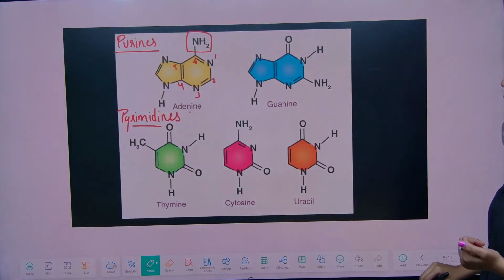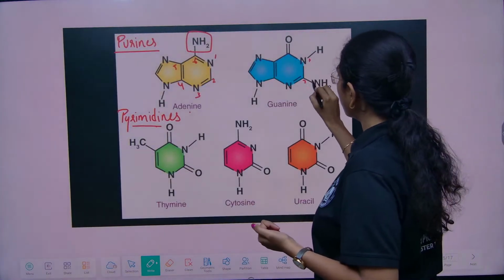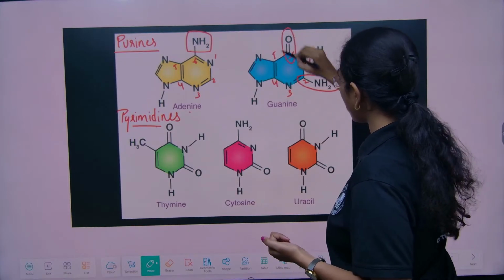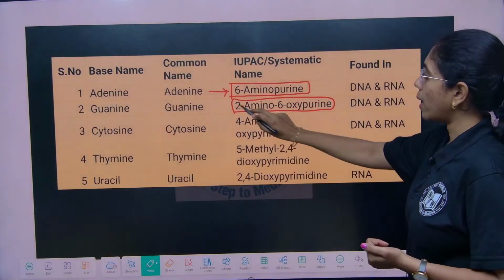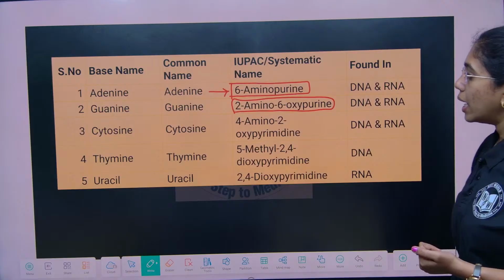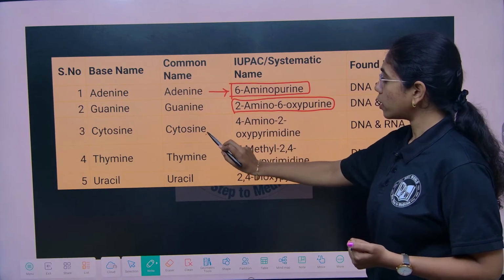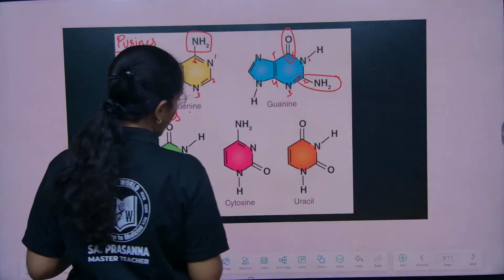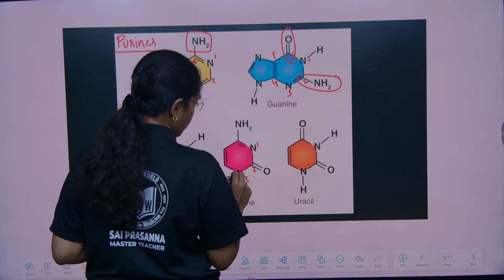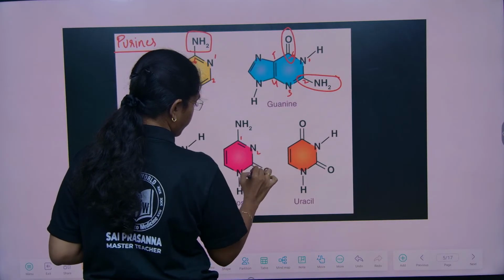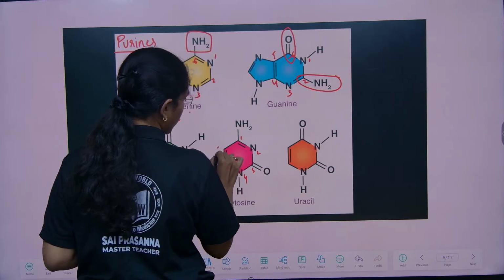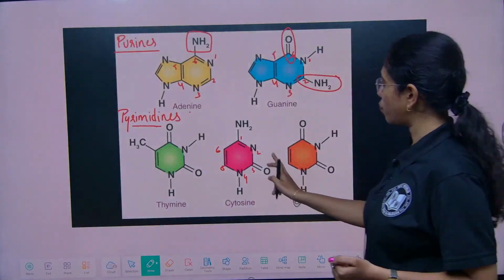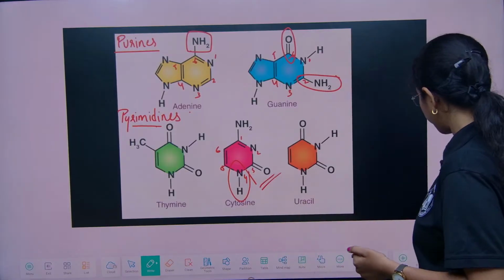Next, guanine. Guanine is 2-amino-6-oxypurine. Here can you see 2, 3, 4, 5, 6. So guanine is 2-amino-6-oxypurine. Next come the pyrimidines. Cytosine is also known as 4-amino-2-oxypyrimidine, right?